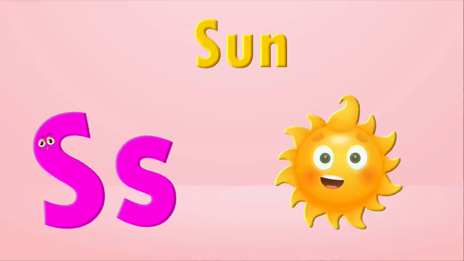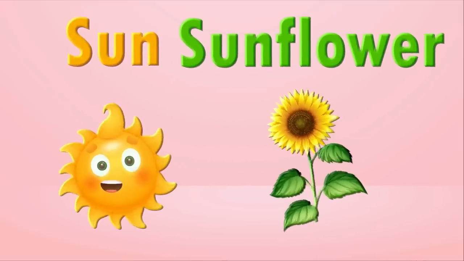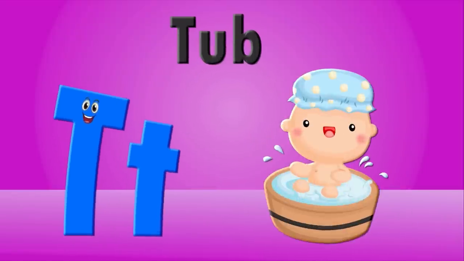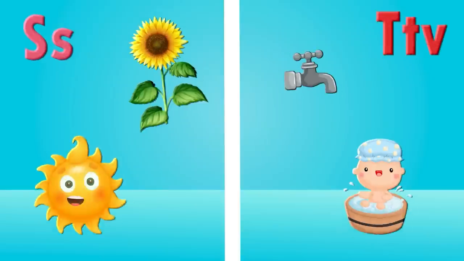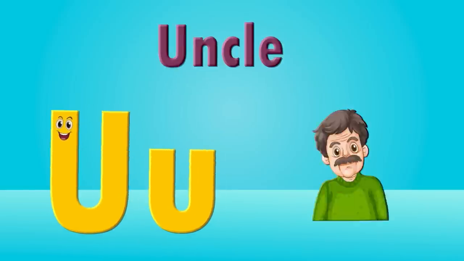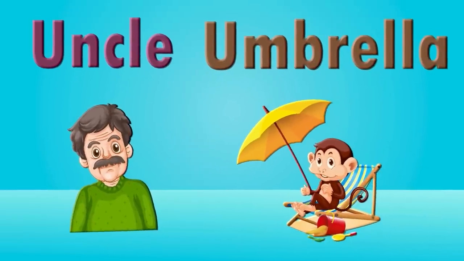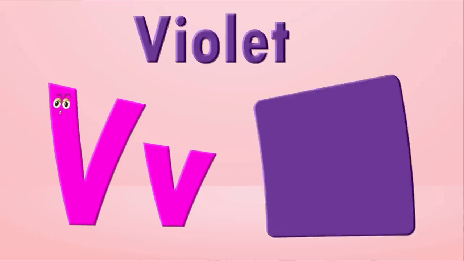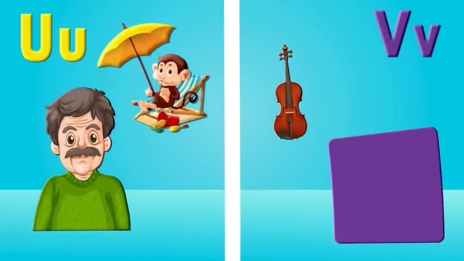S for sun and S for sunflower. T for tap, T for tub. U for uncle, U for umbrella. V for violin, V for violet.